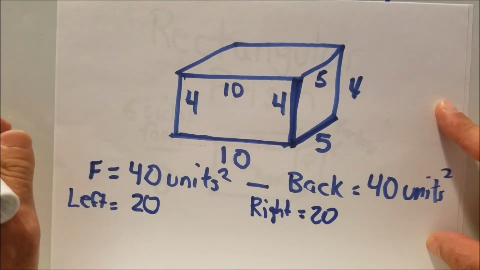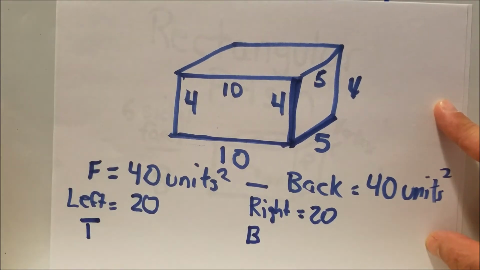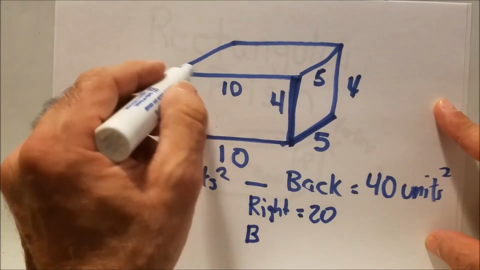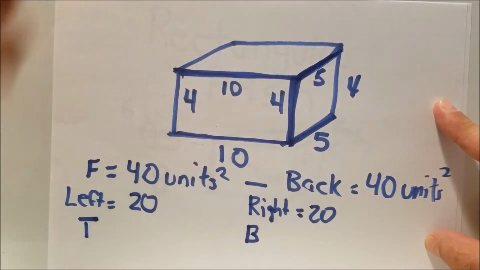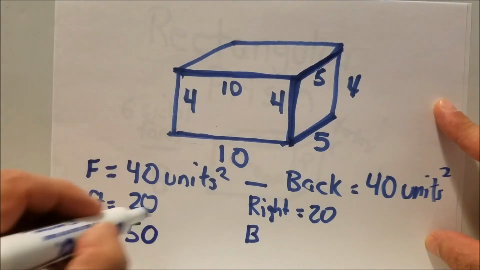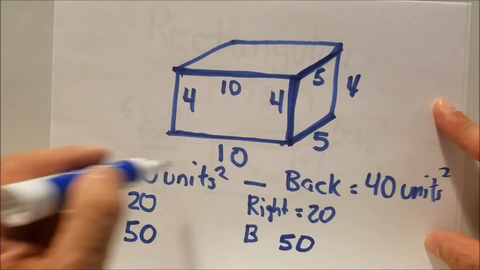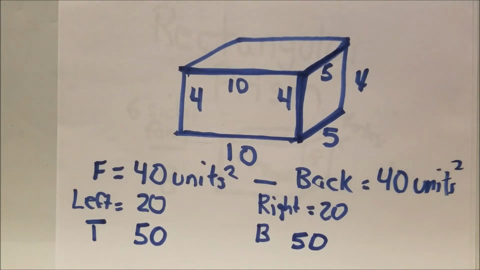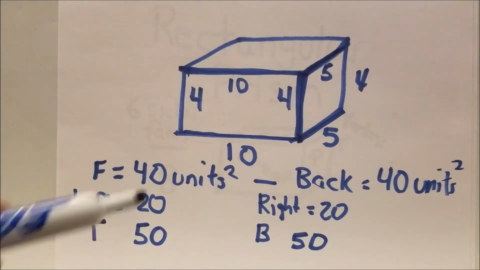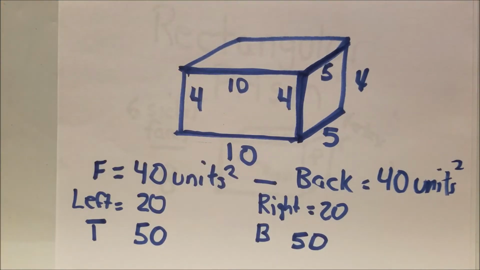So we're missing 2 more. The top and the bottom. So what do you think the top is? It's 10 by 5. The top is 50. So that means the bottom is 50. So now all we have to do is add all this up, and we have our surface area. What do you think it is? Well, on this side it's 110, and on this side it's 110, so we have 220 units.